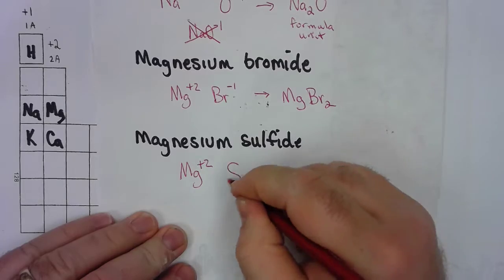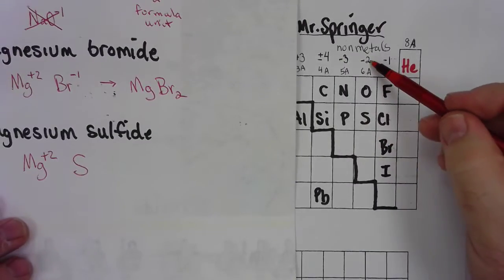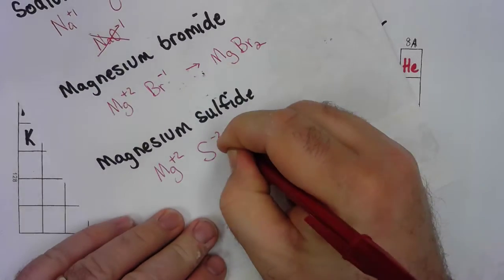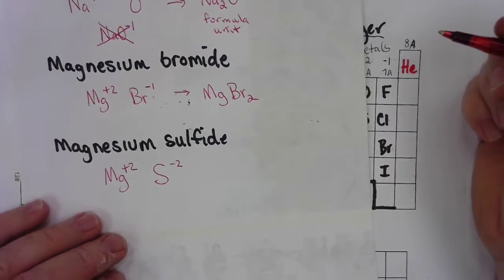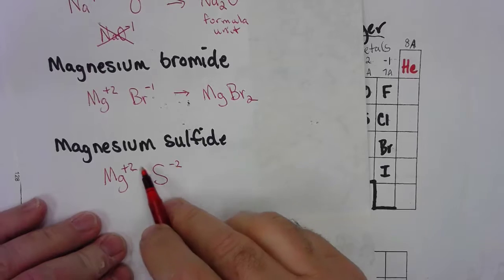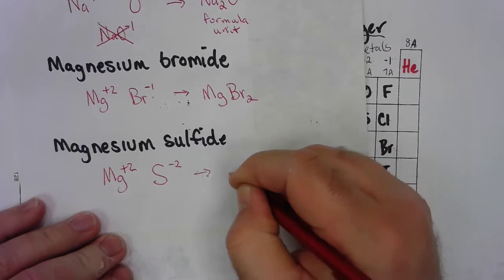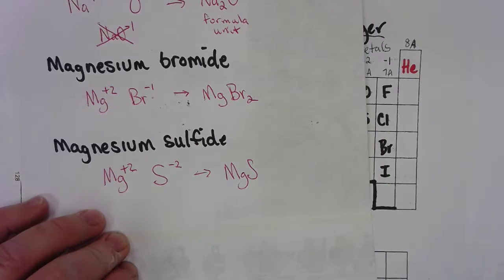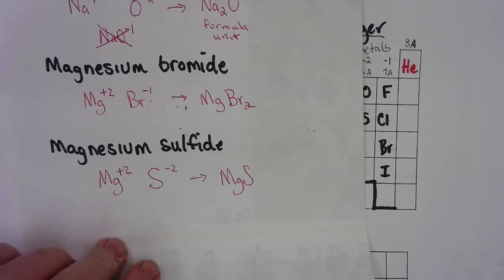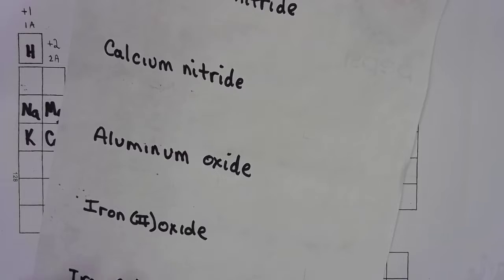We got sulfur as an ion. Sulfur is -2. Be careful, this isn't sulfate or sulfite. It's sulfide. +2, -2, they're going to cancel each other out. We're left with MgS as our formula for magnesium sulfide. Pretty easy so far. We've got a few more here.